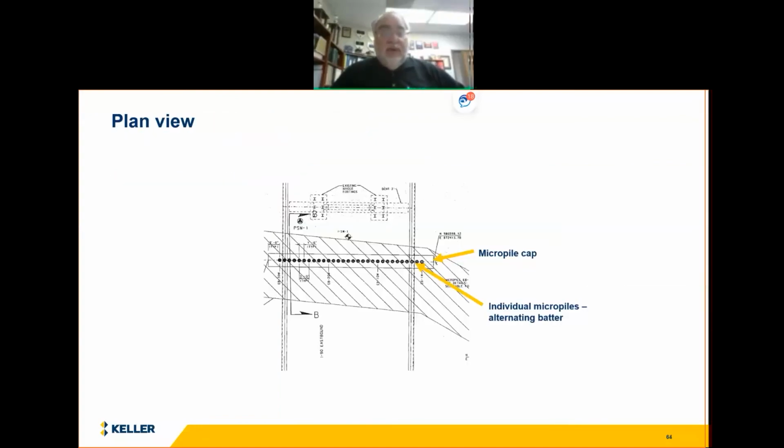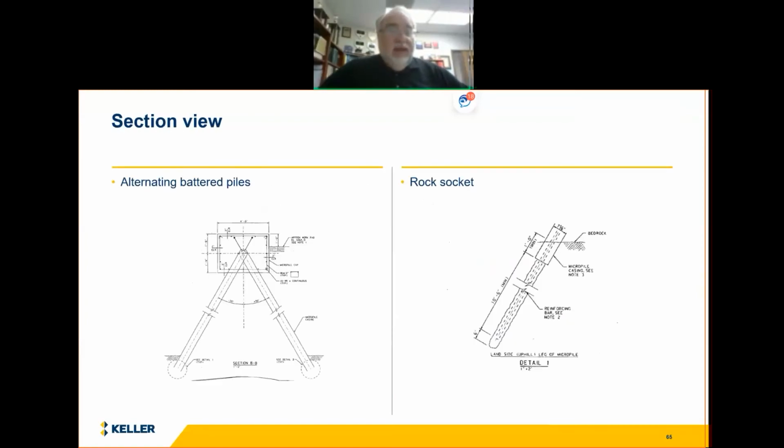So in plan view here, what we did was we went below the bridges, and what you see here is a reinforced concrete micropile cap, and then individual micropiles with alternating batters were installed as shown here. So in a section view, you see here the alternating batters down to bedrock. And on the right here, we drilled a steel pipe in, a steel casing down to bedrock, but then we drilled a socket through that and grouted a bar, an all-thread bar, through that socket.